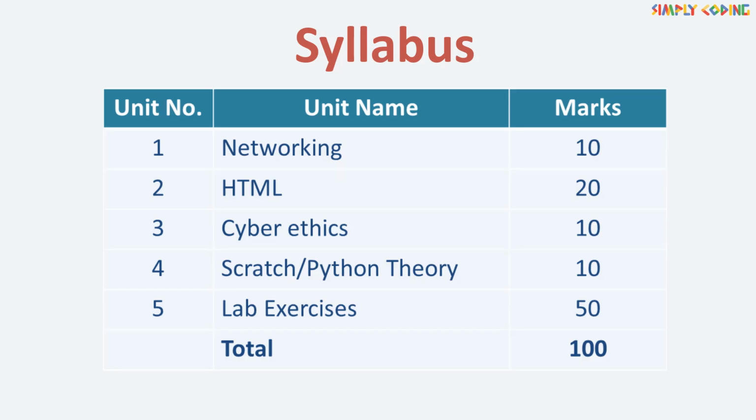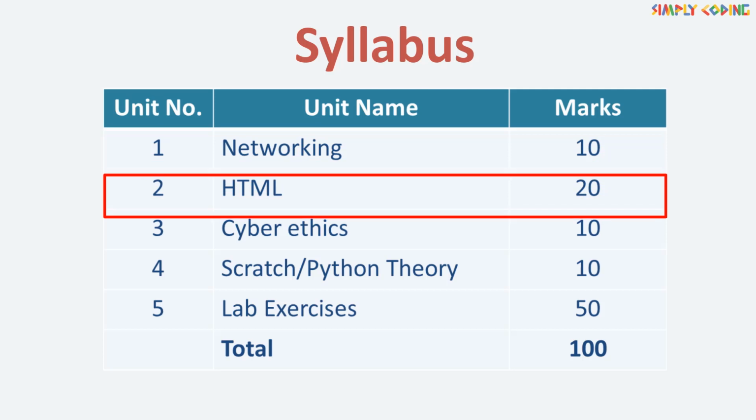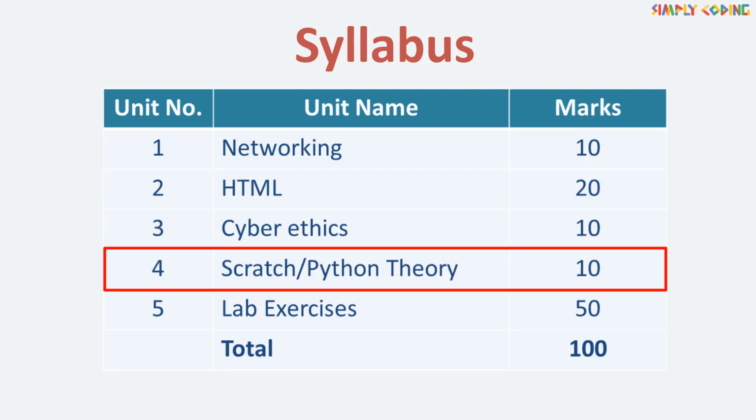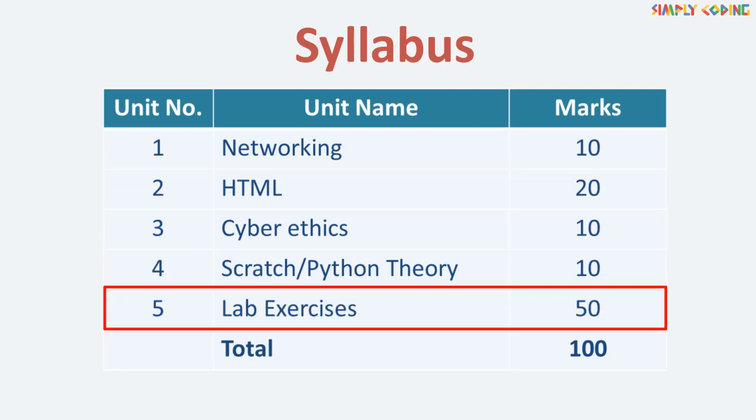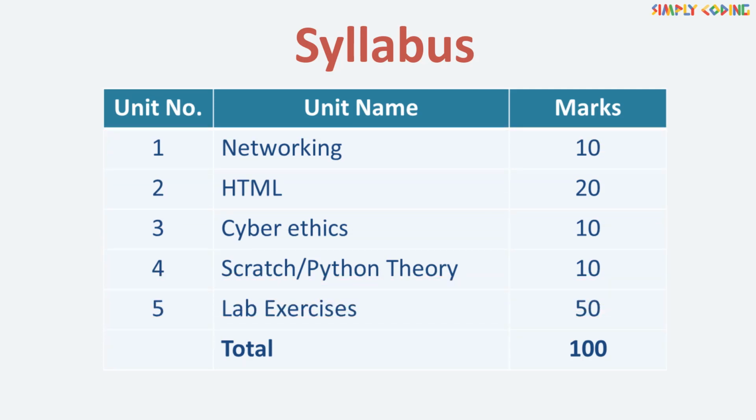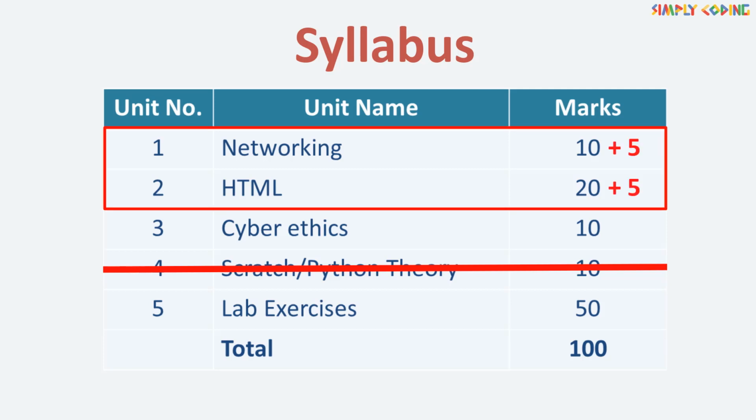The class 10 computer application subject is divided into these four units: networking, HTML, cyber ethics, and Scratch or Python programming. This totals to 50 marks of theory and then 50 marks of lab exercises. The fourth section on Scratch Python programming language is completely cut off. The 10 marks for this section is distributed equally between networking and HTML. So both of them increase by 5 marks to 15 and 25 respectively.